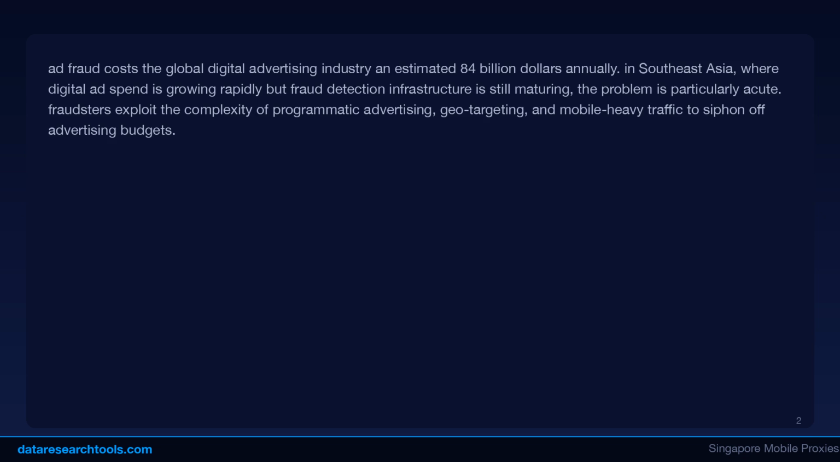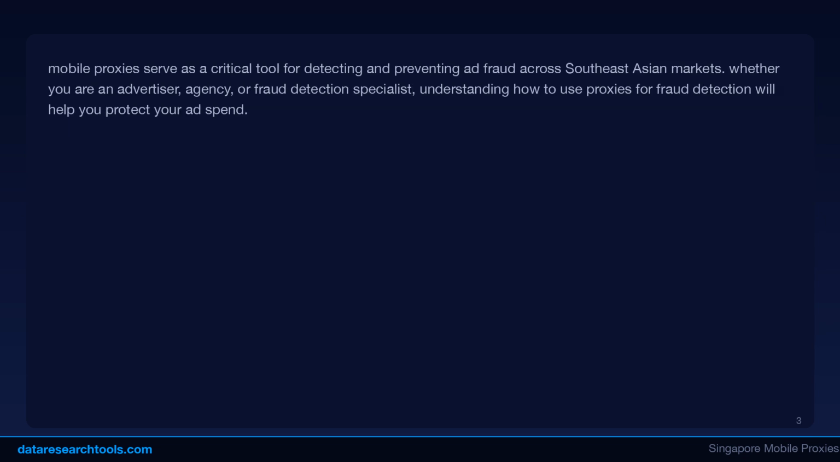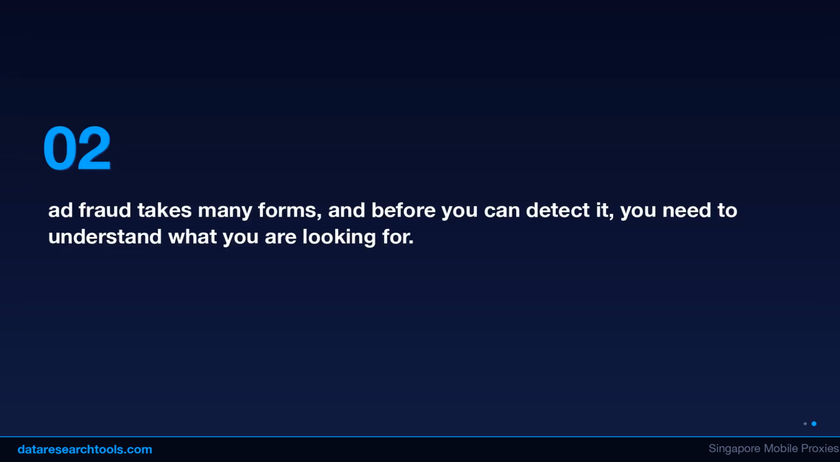Ad fraud takes many forms, and before you can detect it, you need to understand what you are looking for. Impression fraud is when fraudsters generate fake ad impressions to collect CPM-based revenue. Pixel stuffing loads ads in 1x1 pixel iframes that are technically served but invisible to users. Ad stacking layers multiple ads on top of each other in a single slot, with only the top ad visible. Hidden ads load in background tabs, behind content, or off-screen. Auto-refresh fraud causes pages to automatically reload and generate new impressions without user action.